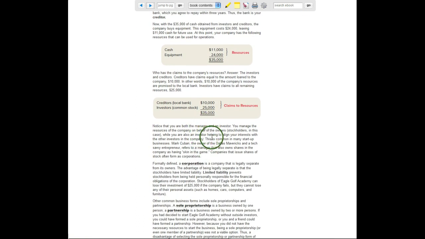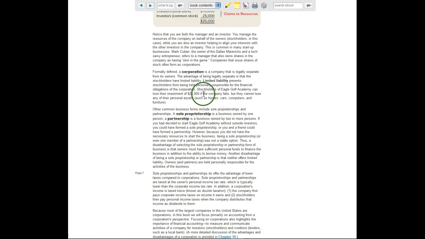Now on the other side of the balance sheet, we'll look at the balance sheet in detail in just a minute, but on the other side you'll have liabilities, which shows you that you owe the local bank $10,000. Then you have $25,000 that shows this is how much money the investors put into the business. So on the balance sheet, again, we're going to see this in a minute, your assets, your resources, will always equal what they call claims to resources, which will be your liabilities and your equity.